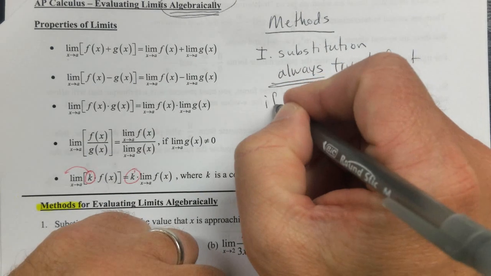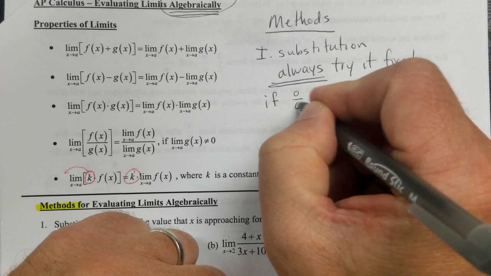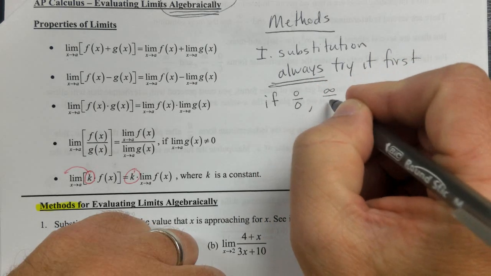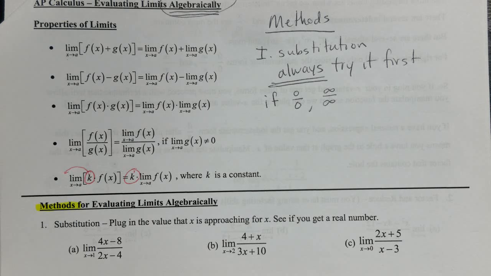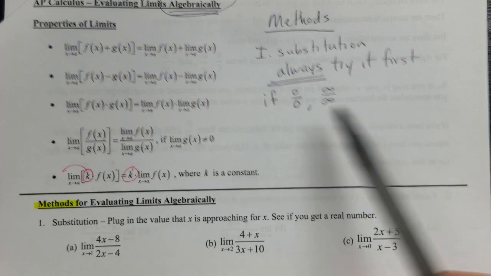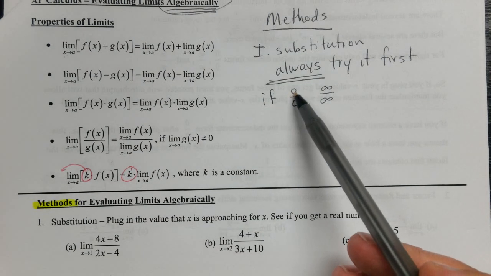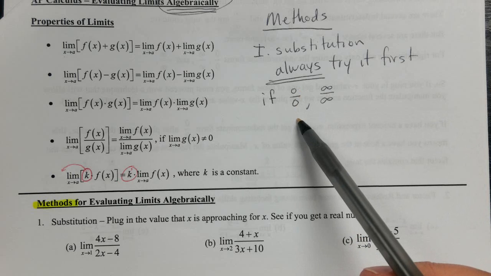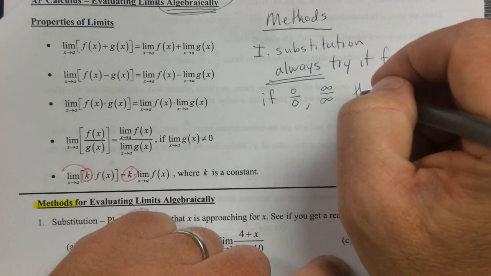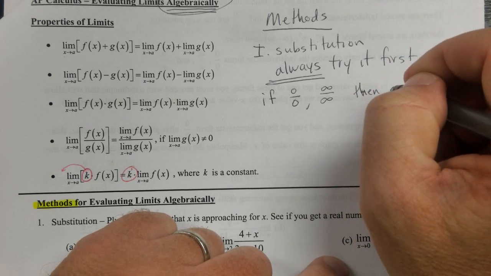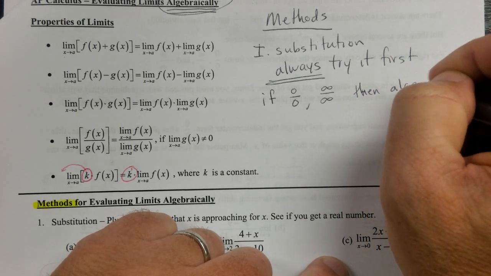And if you get something weird, meaning 0 over 0 or infinity over infinity, then those don't work, right? Because normally we say if 0 is in the top, it's equal to 0. If 0 is in the bottom, you can't do that. But what if it's both? If it doesn't work, then we'll go to our algebra techniques.